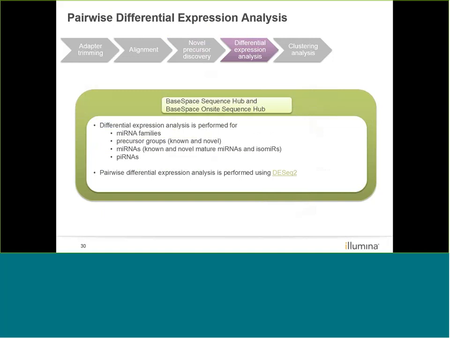And then the next step we're going to do, again, just base option, is differential expression analysis. So for this, we're going to use a popular differential expression analysis tool called DESeq2. And so what we're going to do is perform pairwise differential expression, so differential expression between pairs of groups of samples, and we're going to compare differences in the expression of microRNA families, precursor groups, known and novel microRNAs, and piRNAs. And like I said, this is a pairwise analysis, so this will be performed for each pair of groups in your data set.